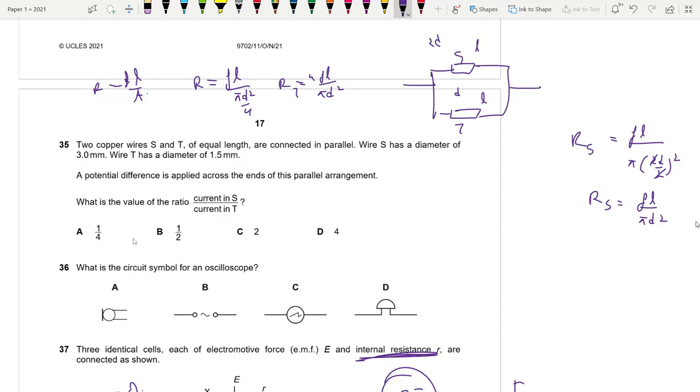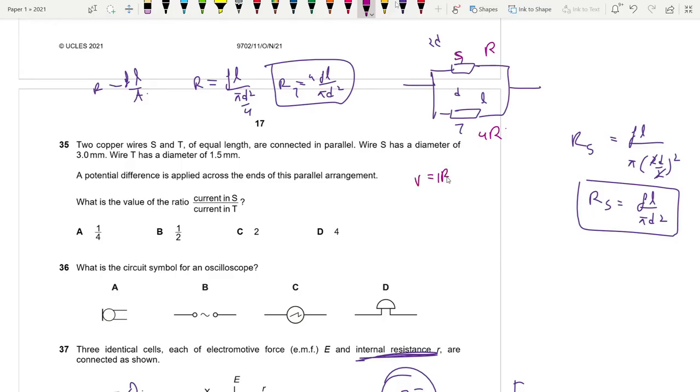Okay, rho L by pi d square. So if you compare the resistance of S and T, what are we actually seeing? The resistance of T is actually 4 times that of S. So if S has a resistance of R, T has a resistance of 4R. And since it's a parallel connection, both of them have the same voltage.